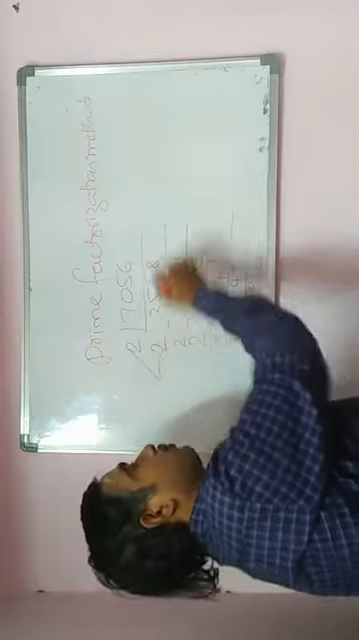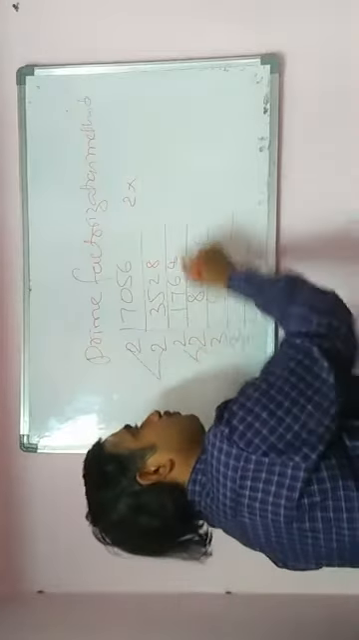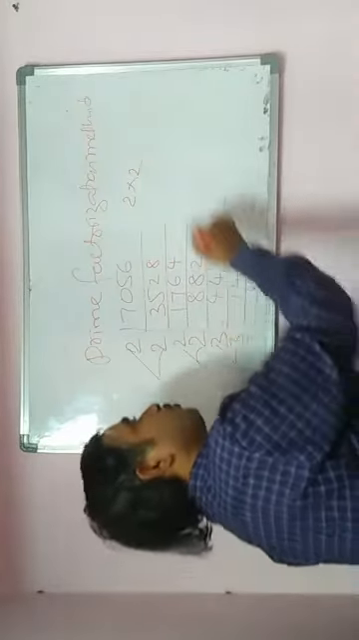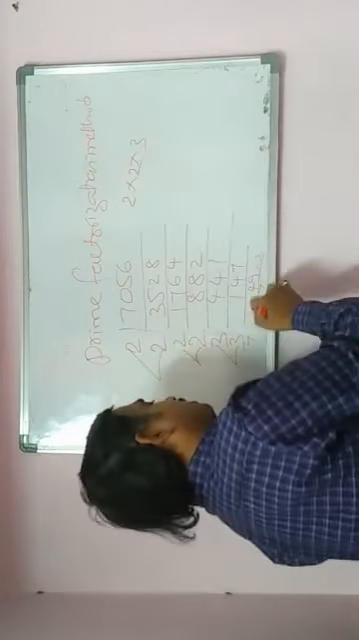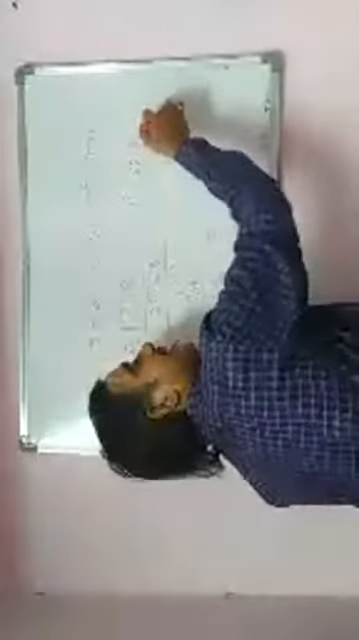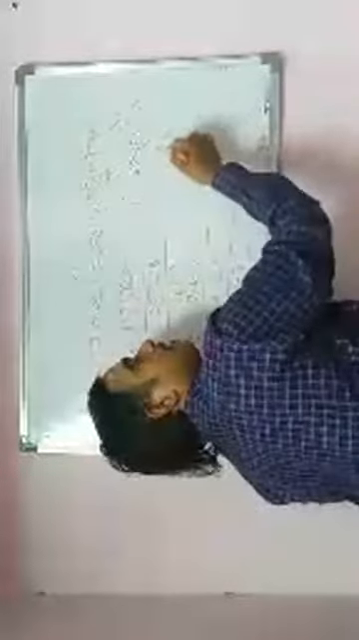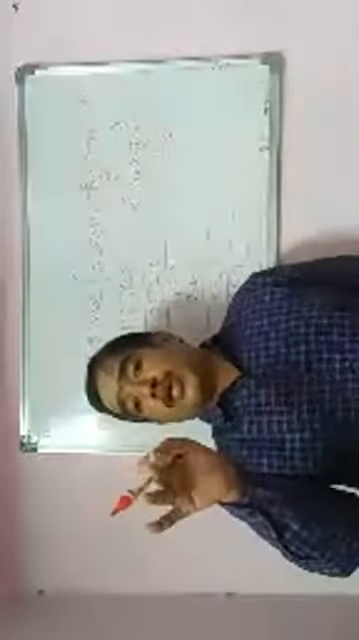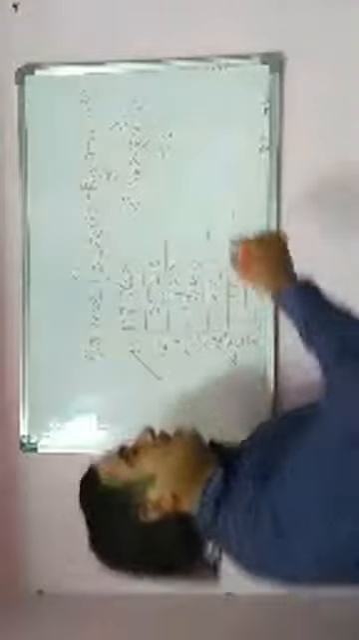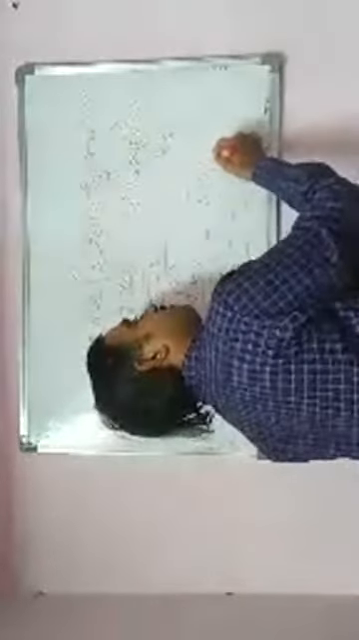So for these two 2s, one 2. For these two 2s, one 2. For these two 3s, one 3. And one 7. 3 7s are 21. 2 2s are 4. 4 1s are 4. 4 2s are 8. 84 is the square root of 7056. Square root of 7056 is equal to 84. This is the prime factorization method.